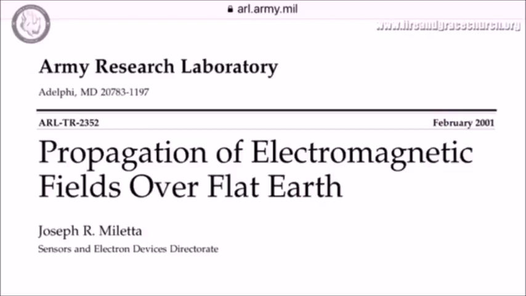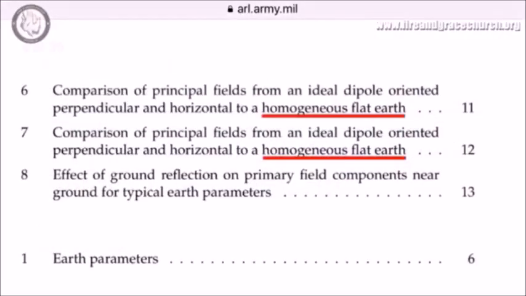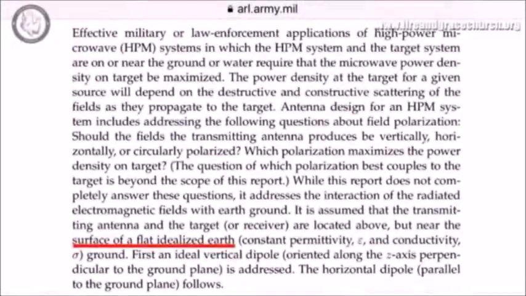Army Manual, February 2001. You can say, oh, Pastor D, the 1950s stuff and the 1960s stuff, oh, they just didn't know. They've learned stuff since. Right? Nope. They tell you right here. And you go into the manual. Here's the table of contents. It says comparison of principal fields from an ideal dipole oriented perpendicular to a horizontal and homogeneous flat earth. They tell you right here, it's assumed that the transmitting antenna and target or receiver are located above but near the surface of a flat idealized earth.